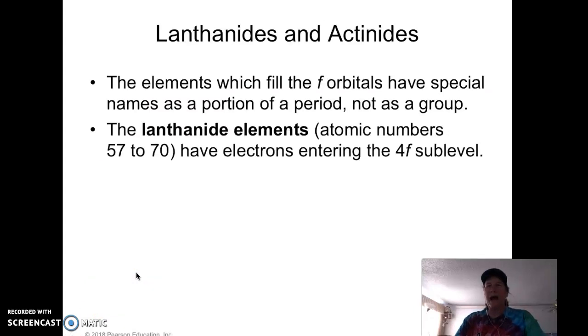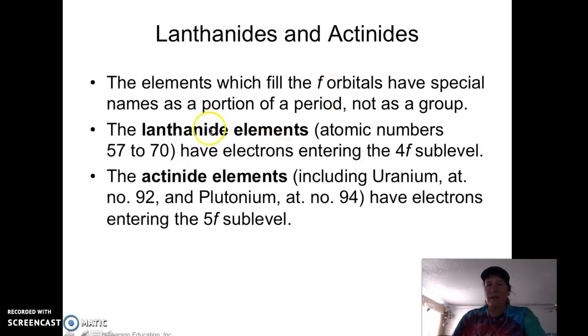Okay, when you look at the bottom, the lanthanides and the actinides, those rare earths, those are the Fs. If you count them, you'll find out that there's 14 of them. That's 7 orbitals, 14 electrons. And they're actually supposed to be in the middle of the periodic table. Do I have my periodic table?